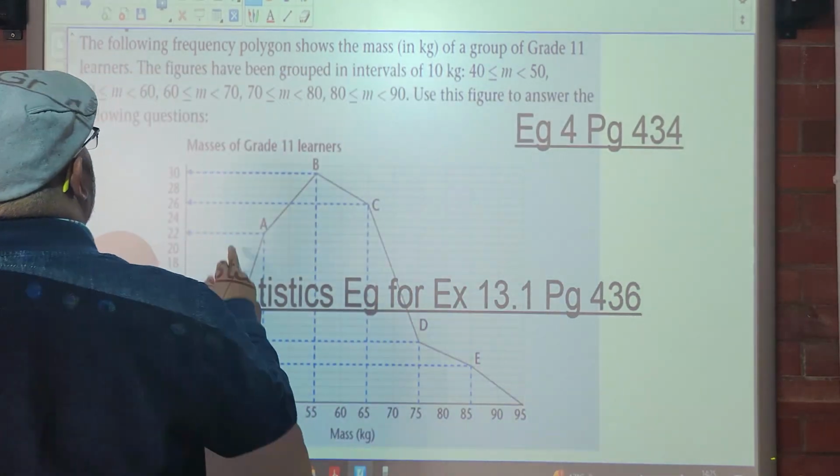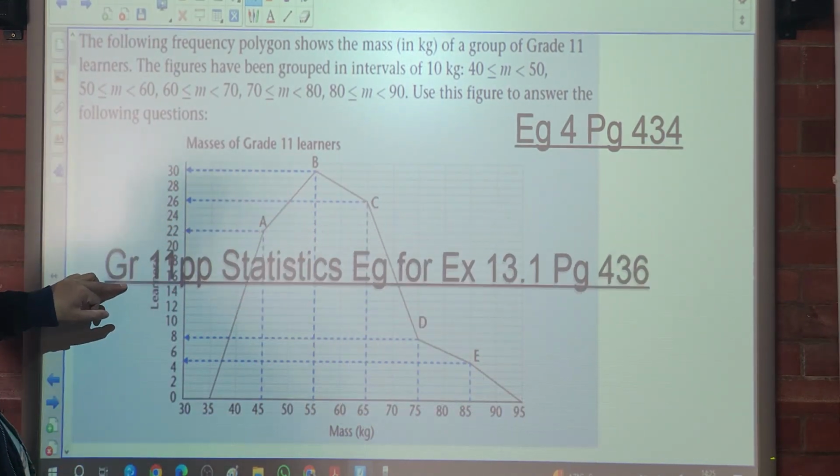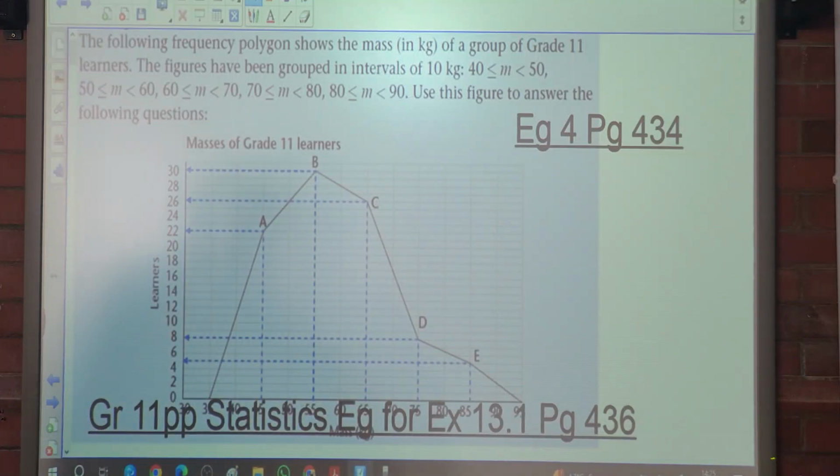So here we are told that the following frequency polygon shows the mass in kilograms of a group of grade 11 learners. The figures have been grouped in intervals of 10 kilograms. Your M, which is your mass, is greater than or equal to 40, but less than 50. The next class is from M is greater than or equal to 50, but less than 60, and so on. Use the figures to answer the following questions.